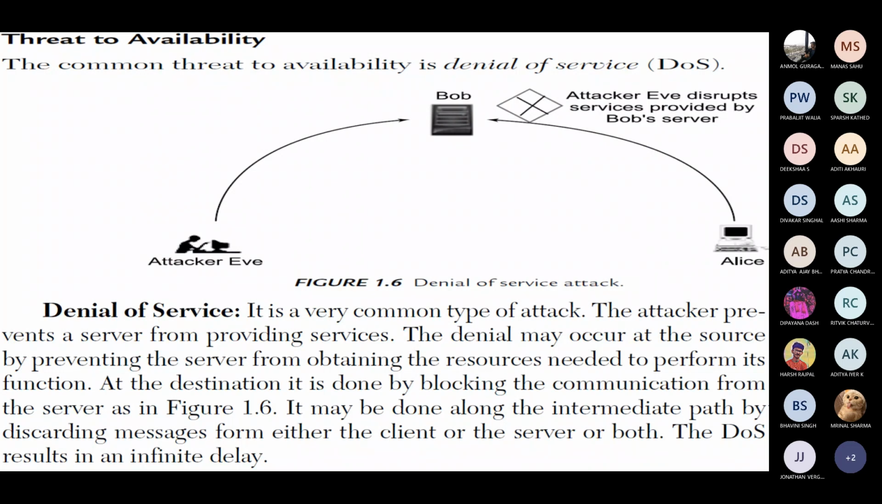So that is the thing. Actually, Bob is intended to receive the service of Alice, but it is not receiving the service of Alice. It is receiving the service of Eve. So that is why it is said to be a denial of service attack. It is a very common type of attack. The attacker prevents a server from providing services. So here Alice is prevented from providing services. So that is about the denial of service attack.